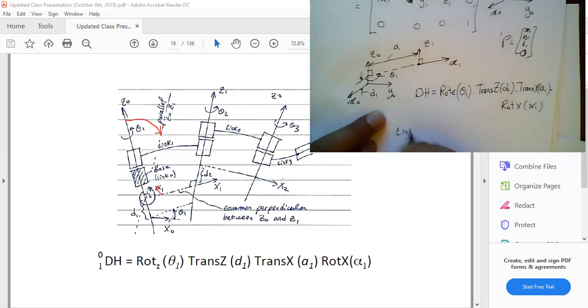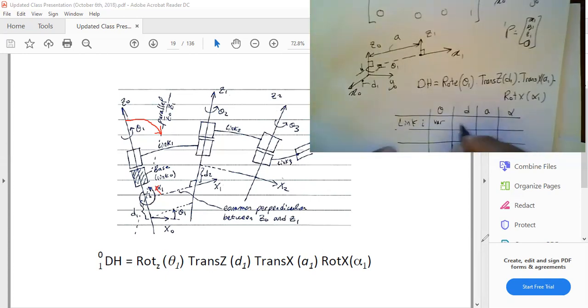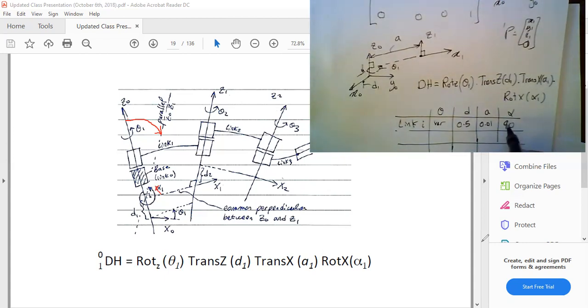So each link, I'm going to call it link i, you're going to have theta, d, a, and then alpha. Each link will have its own row, and sometimes this is a variable. Then here you would have the values, like 0.5 meters, a would be 0.01 meter, and alpha is usually 90 degrees, or 0, or minus 90 degrees.